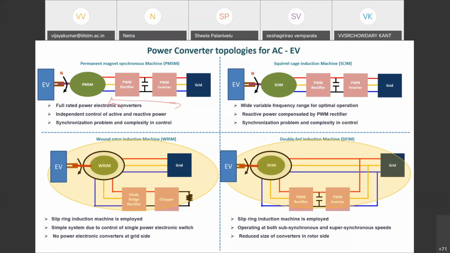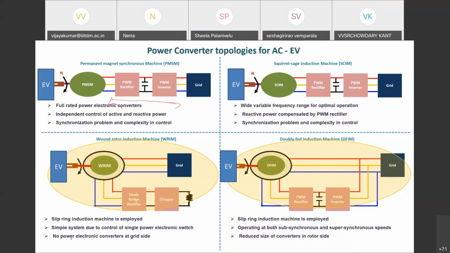power electronic topologies. Slip ring machines, as you already know, are doubly-fed induction machines: if you use a back-to-back converter at the rotor terminals, it will act as a doubly-fed machine. And with the rotor resistance control method, we can control the speed of the drive. These same topologies you can use for your electric vehicle.